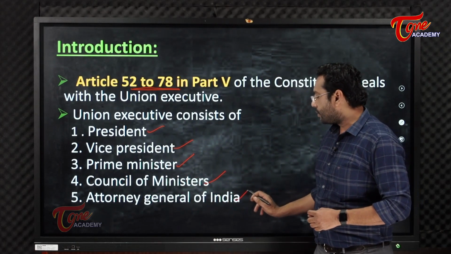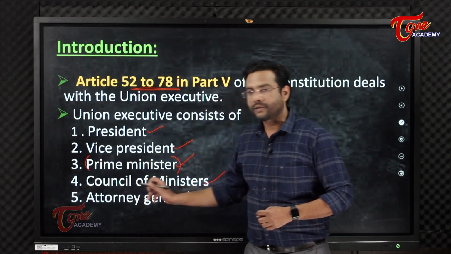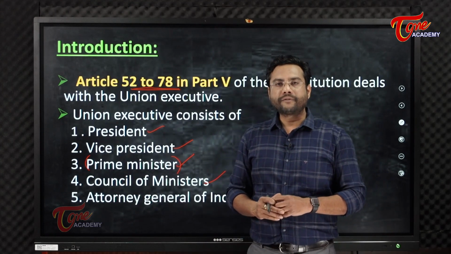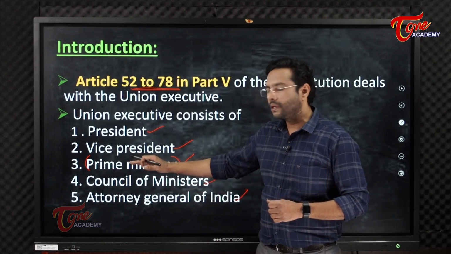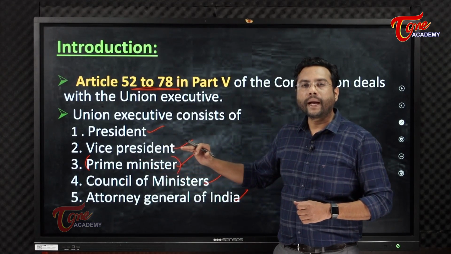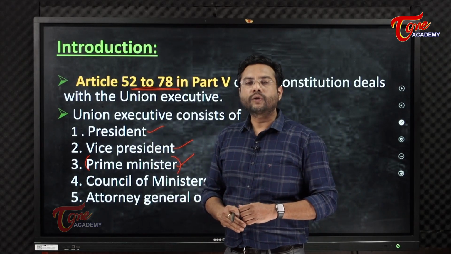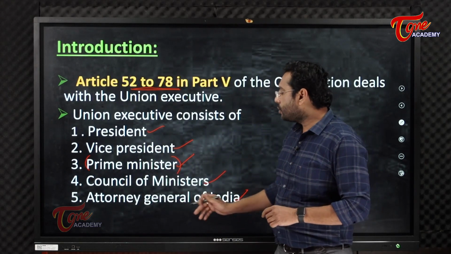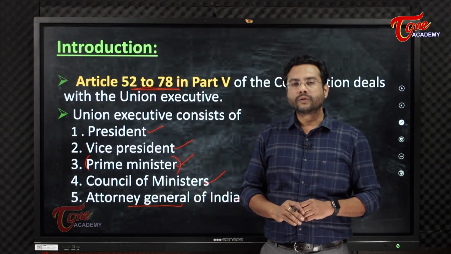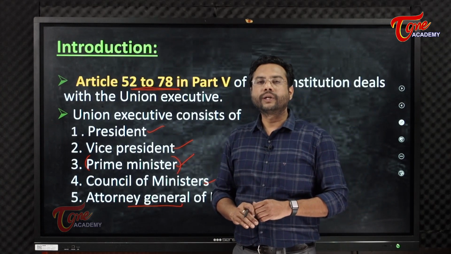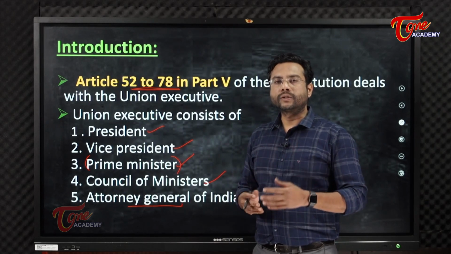The Union executive consists of these 5 dignitaries: President, Vice President, Prime Minister, Council of Ministers and Attorney General. Prime Minister is the head of the Council of Ministers. The Council of Ministers are the Union executive headed by the Prime Minister, and the Prime Minister would aid and advise the President on various functions of the government. Attorney General represents the government in any legal cases.